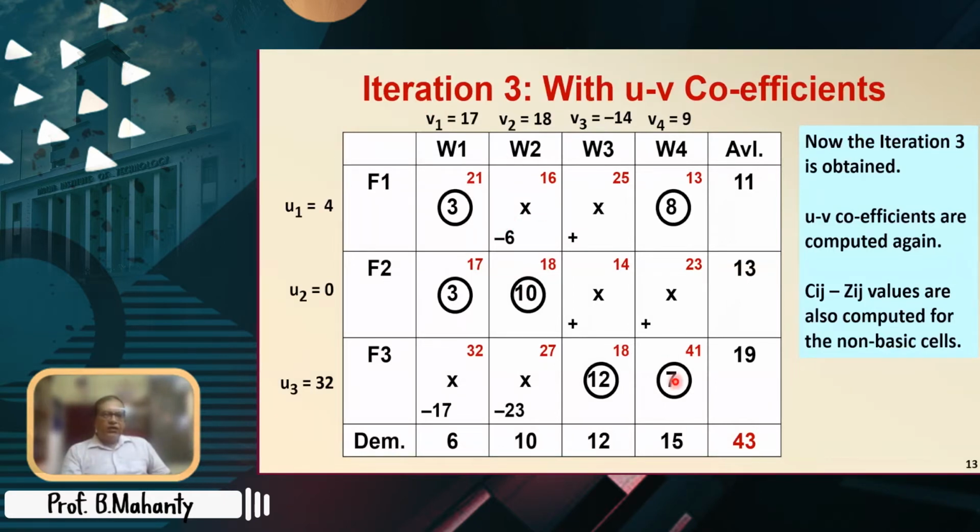This is going to be our next table. Again, the UV coefficients are computed, and the Cij minus Zij values are obtained, and then we find the best possible square is F3W2. So you tell me which cells are going to form the closure. If you make some entry at F3W2, that is here, which one will go down?